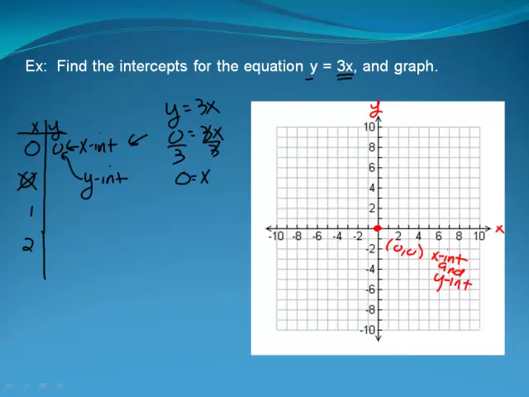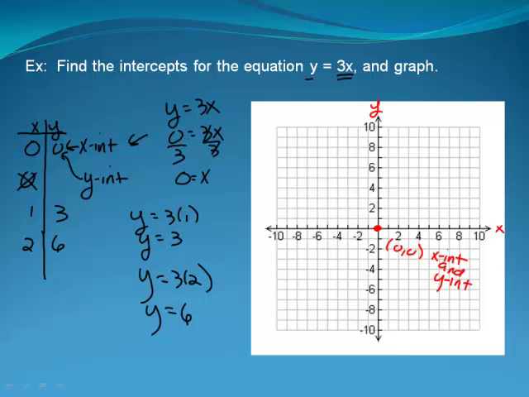If x is 1, I get y equals 3 times 1, or y equals 3. So when x is 1, y is 3. If I let x be 2, I get y equals 3 times 2, or y equals 6. So when x is 2, y is 6.